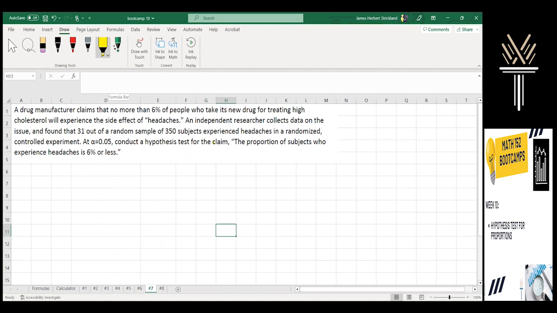Reading from the top, you already see the claim right here. The proportion is 6% or less. This has equality, so that must be the null hypothesis. So the alternative must be its complement. Since the claim wrote the first sentence, this is the null statement, and the alternative is its complement.